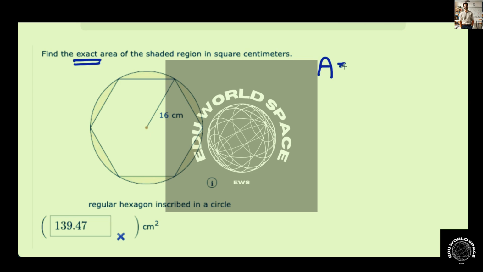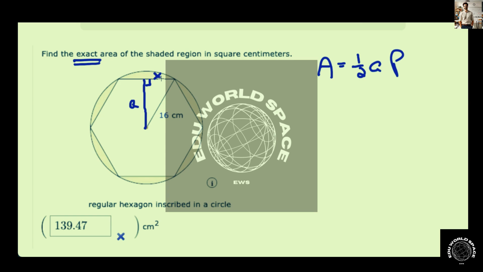We want to find the area of the shaded region, so let's first find the area of the regular hexagon. And so that would be 1/2 times the apothem times the perimeter. We have a radius, so here, creating a right triangle, I'll label A for the apothem, and we'll also want to know X, which will help us find the perimeter. We'll use right triangle trig here.